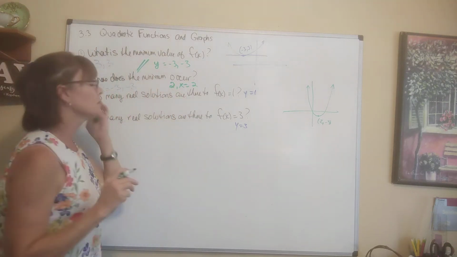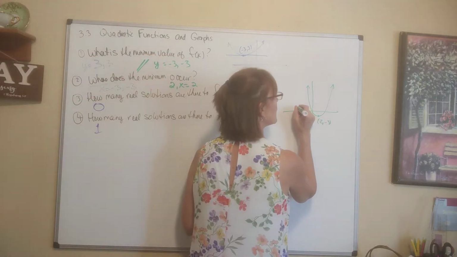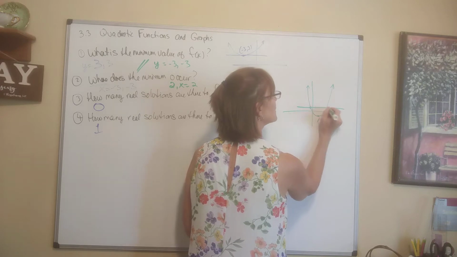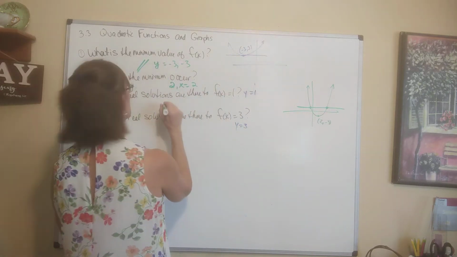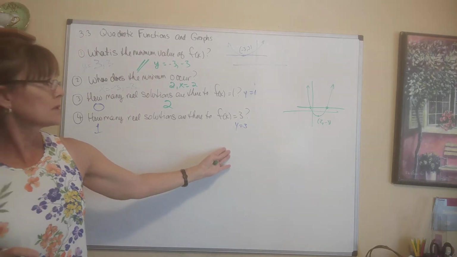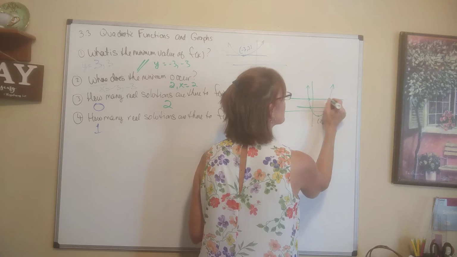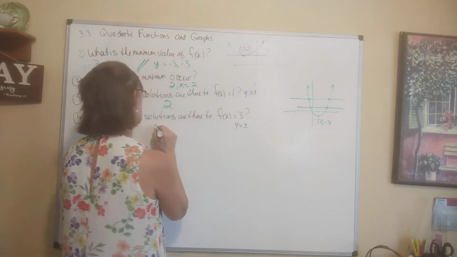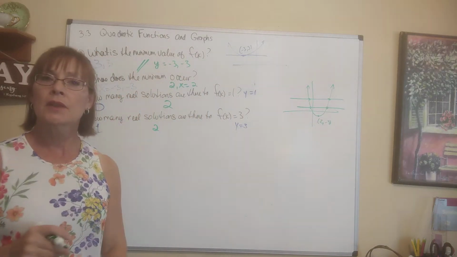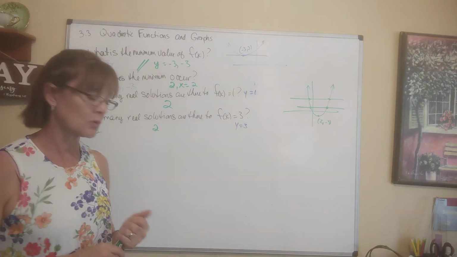How many real solutions are there to f of x equals 1? Well, y equals 1 is right here, and it's intersecting 2 times, so there would be 2 solutions. How many real solutions are there to f of x equals 3? Well, f of x equals 3 is y equals 3, and again, there's 2 solutions to that. So that is helping us get used to the wording and the interpretation of those questions.